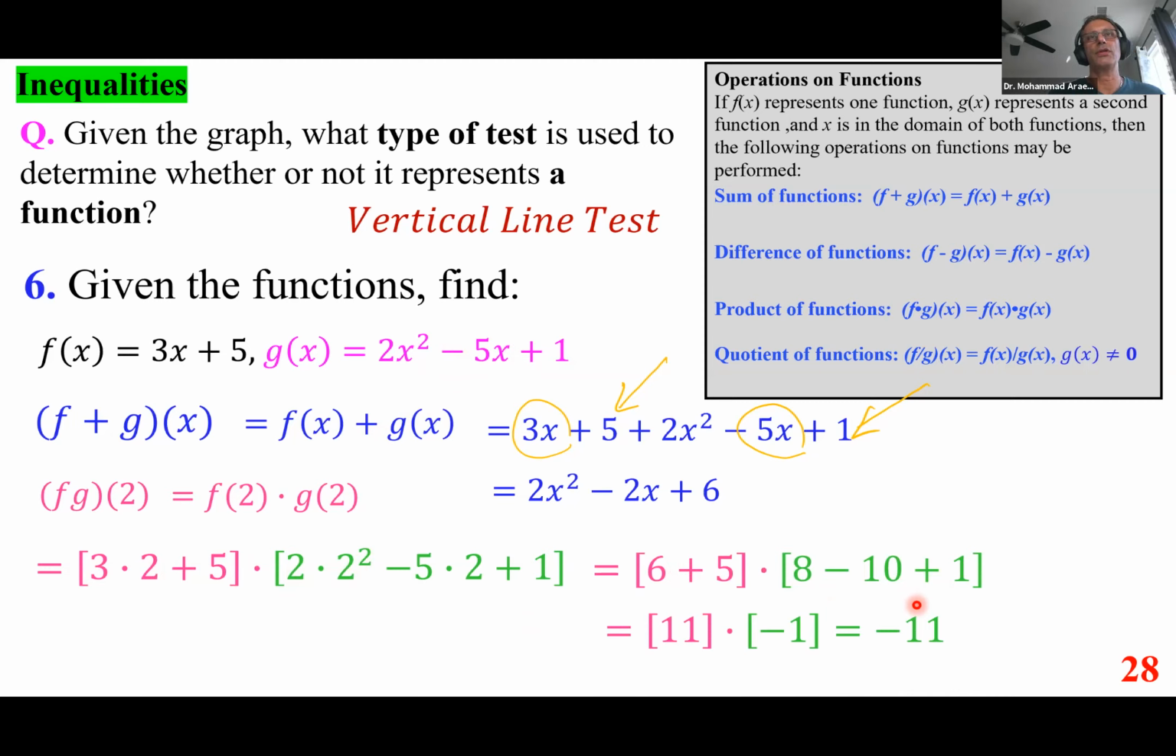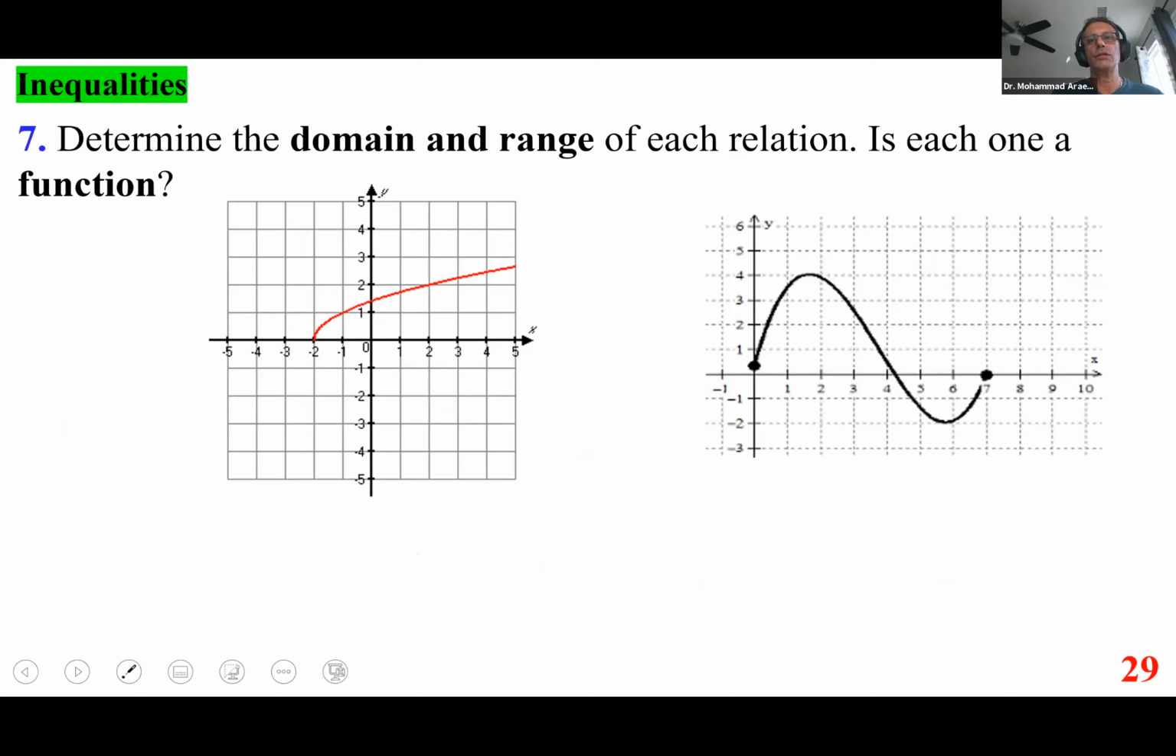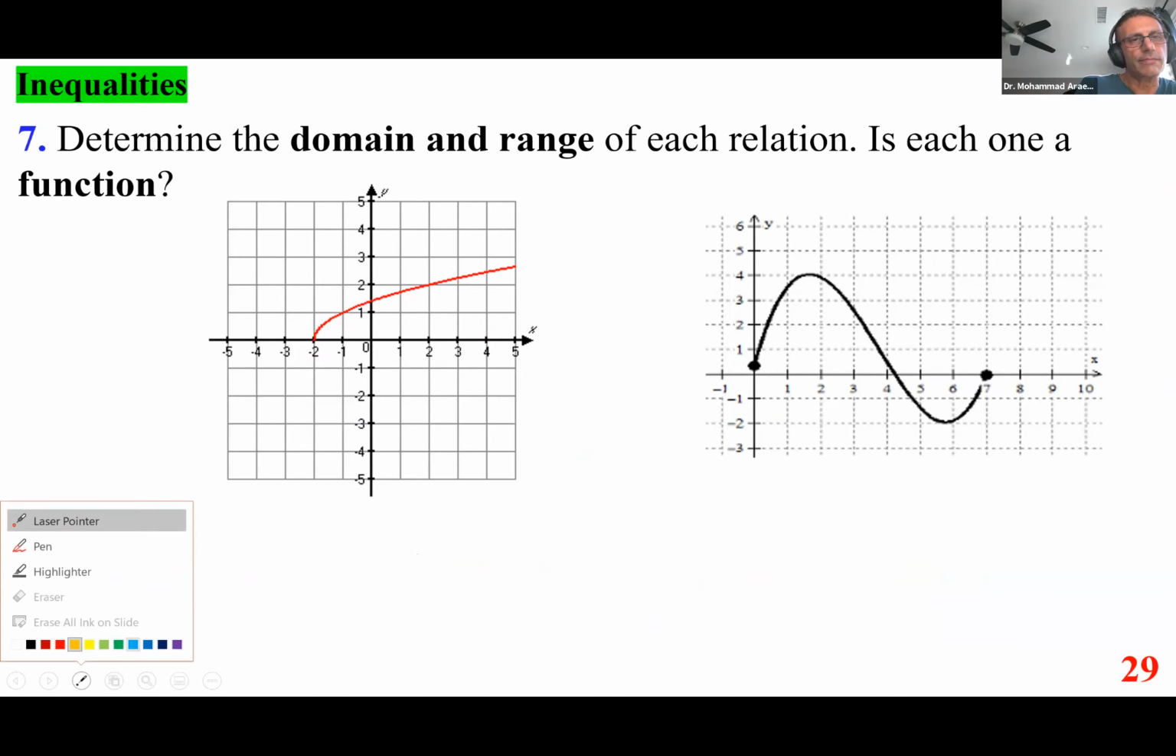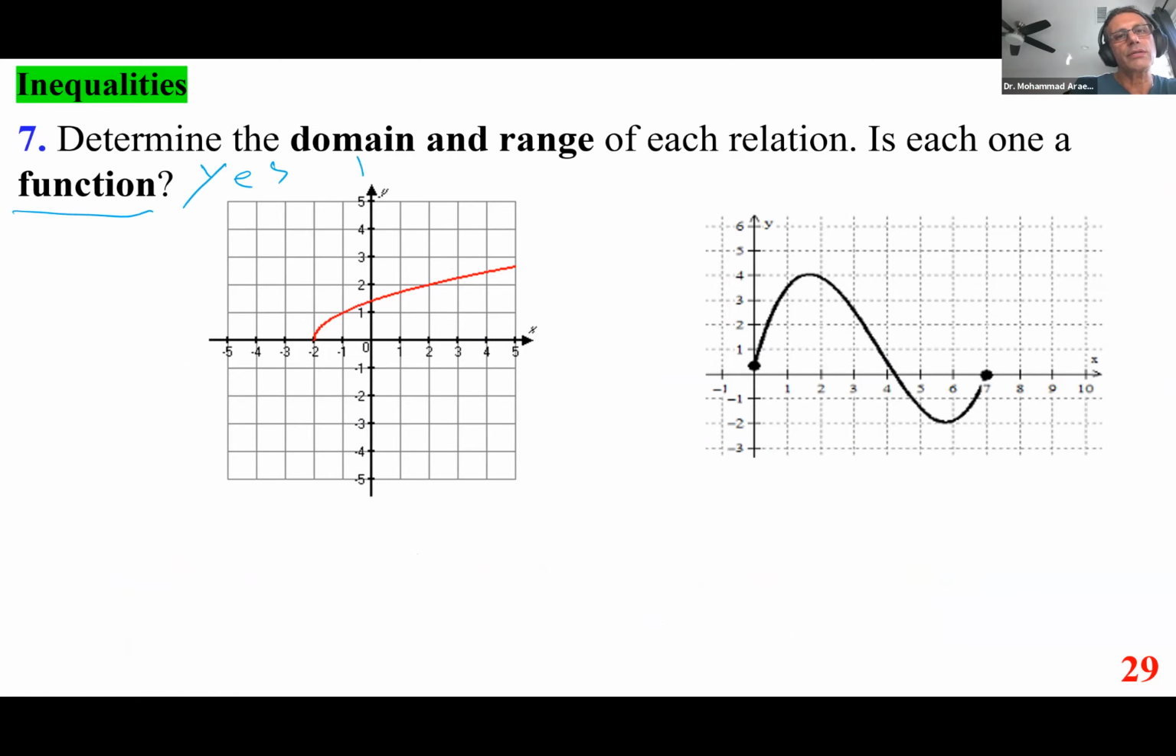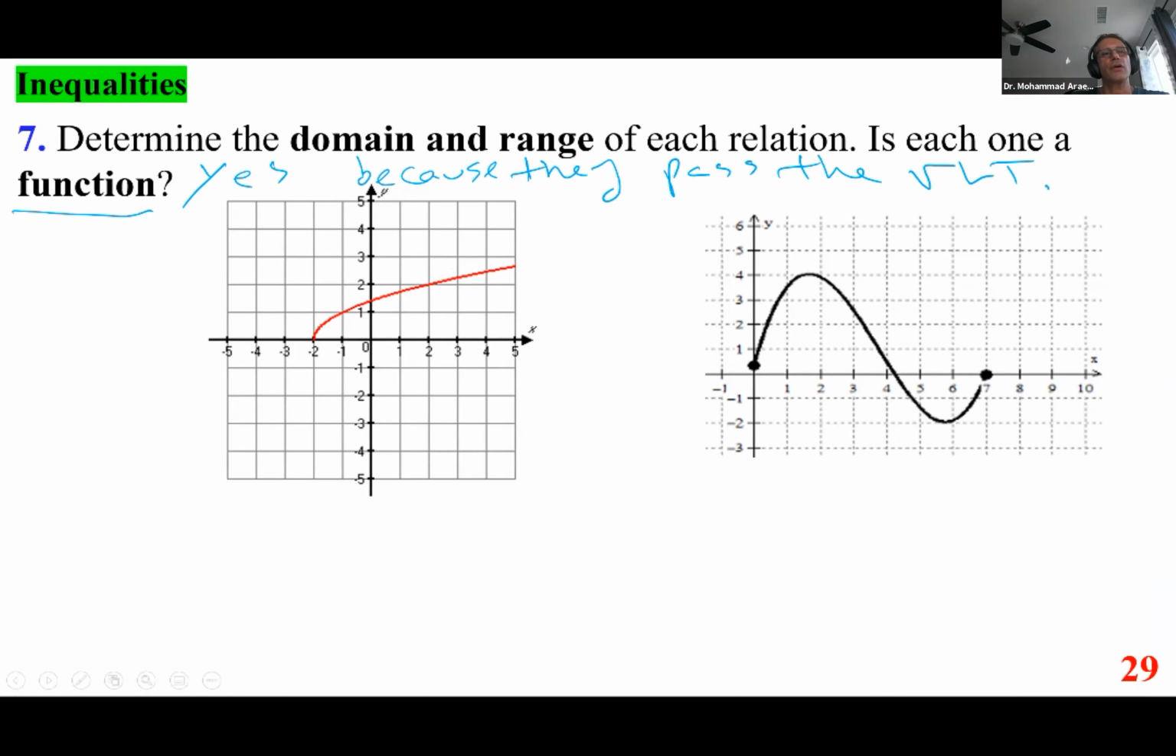So that's algebra of functions. Determine the domain and range. Is each one a function? The answer is yes, because they pass the vertical line test. We call it VLT for short. Both of them represent a function.